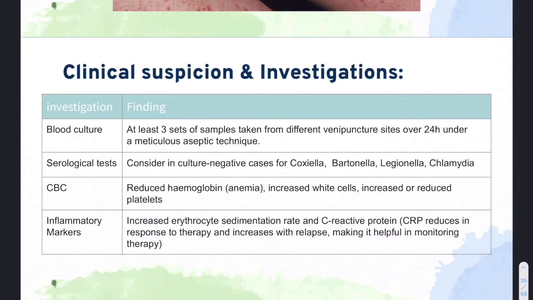Then we have CBC. There would be reduced hemoglobin due to anemia, increased white blood cells, and increased or reduced platelets. Then inflammatory markers: there would be increased erythrocyte sedimentation rate and C-reactive protein. C-reactive protein reduces in response to therapy and increases with relapse, so it's helpful in monitoring therapy.